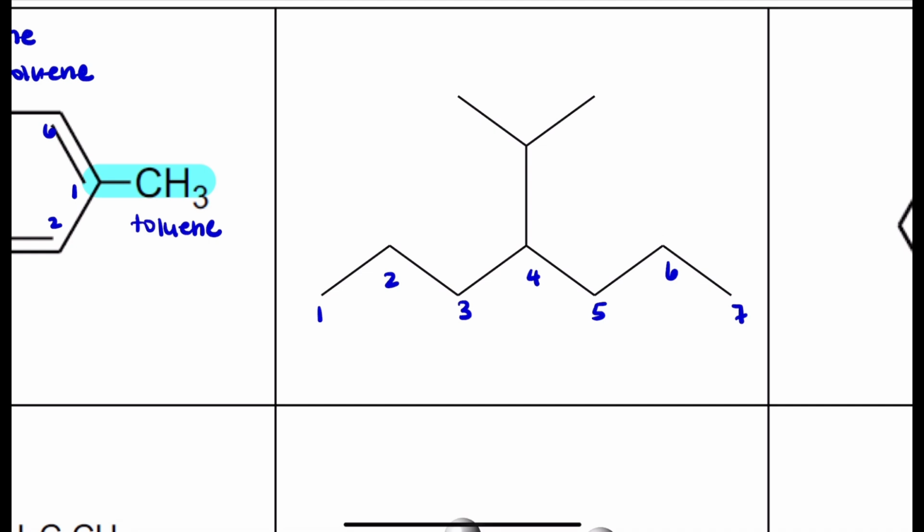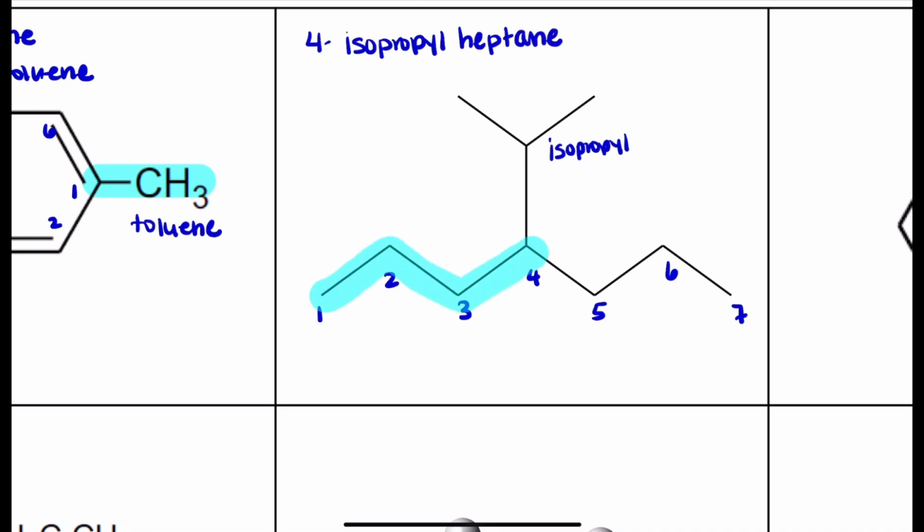That branched group is called isopropyl. It's at the 4th carbon. So 4 isopropyl. There's no other functional group, so it's just an alkane. I have 7 carbons in the longest parent chain. So heptane. So again, 7 carbons in my longest chain, heptane.